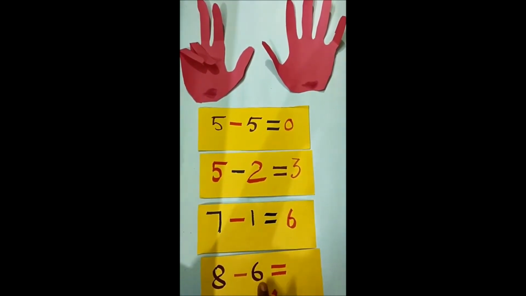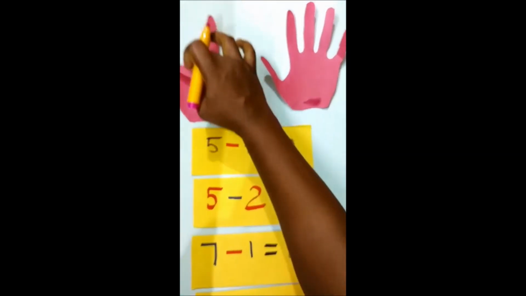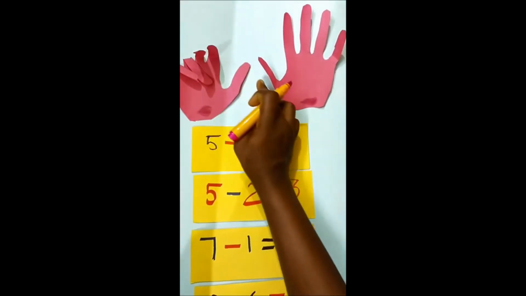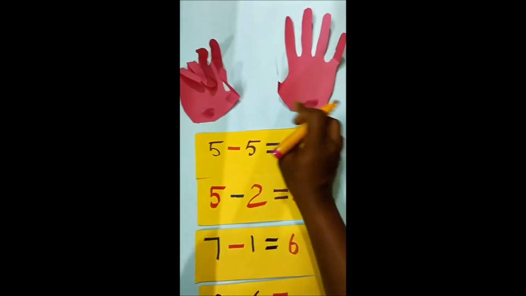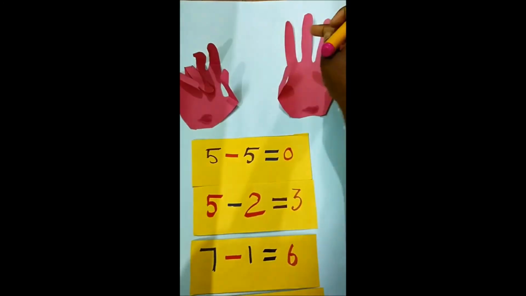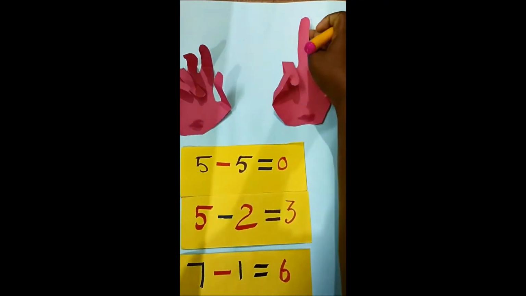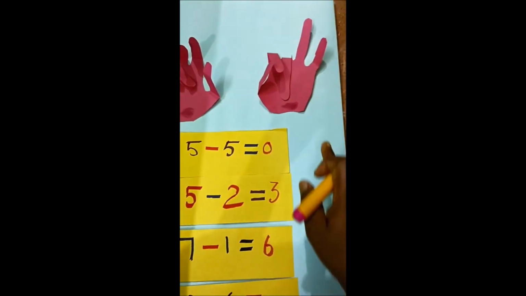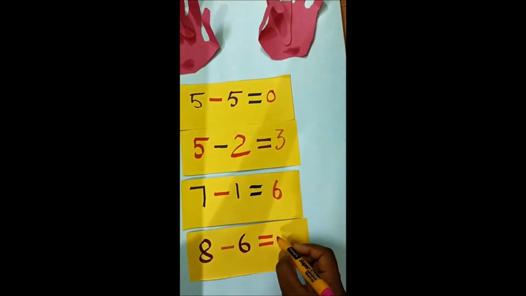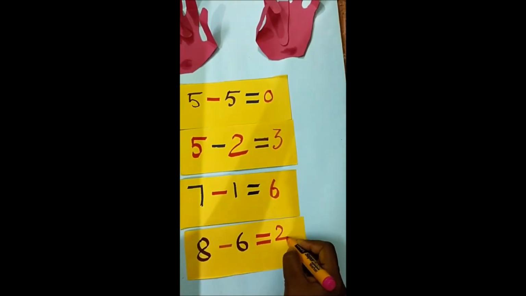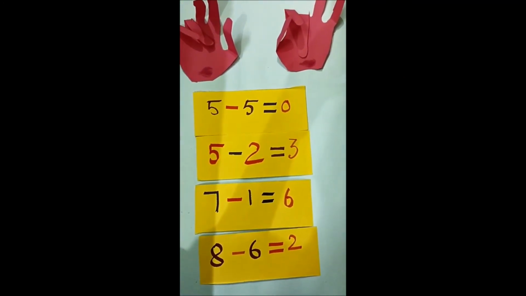Now we have to take how many fingers out? 6 fingers. So count 1, 2, 3, 4, 5, 6. So in 8, if 6 fingers are gone, remaining 2. So the answer is 2. Okay, now you all have learned subtraction using fingers.